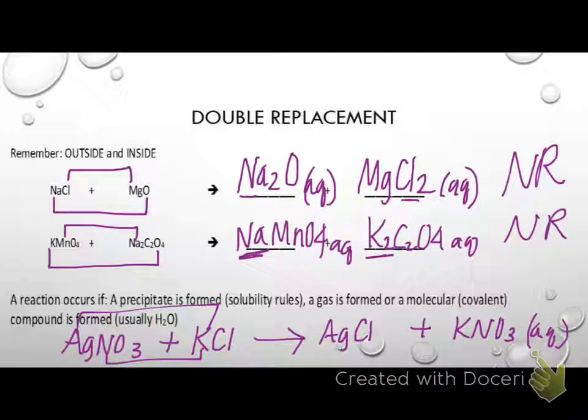Start recognizing that group 1 metals always stay aqueous. But if I go look at chlorides, I see that chlorides are soluble unless they're with silver, mercury, or lead. Well, obviously I have silver here, so this one would stay solid. So this reaction happens. So if I needed to balance it, I would go ahead and balance it, okay? On those previous two, they were no reaction, so I didn't bother to balance them because the reaction doesn't happen. So there's no reason to balance it if it doesn't happen. So only go back and balance it if the reaction happens. Okay?